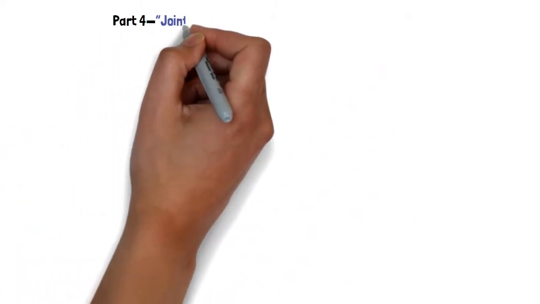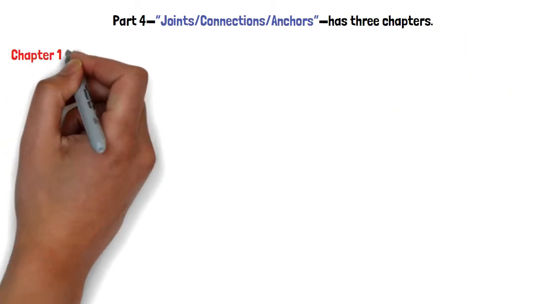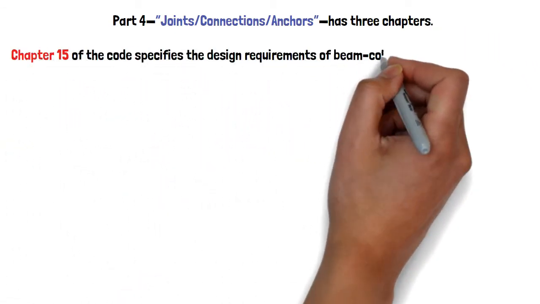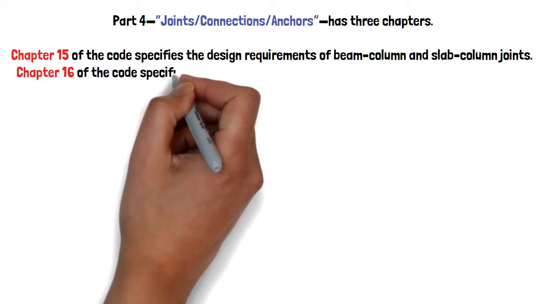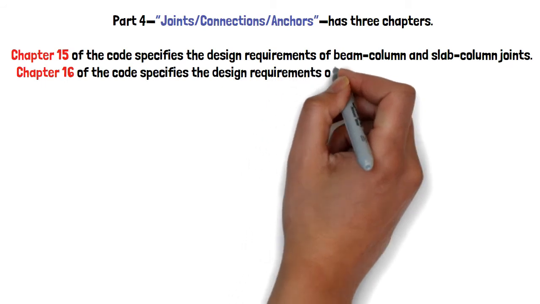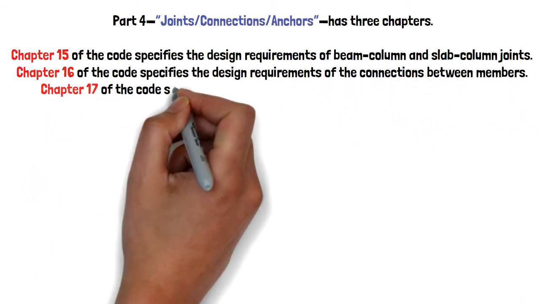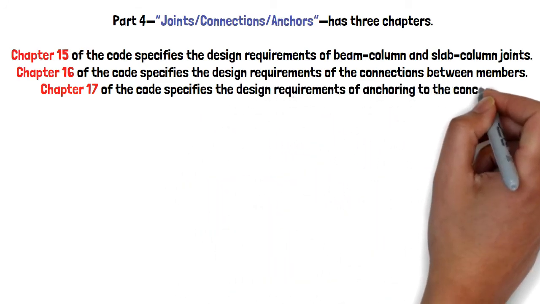Part number 4, Joints, Connections and Anchors, has 3 chapters. Chapter 15 of the code specifies the design requirement of beam, column, and slab column joints. Chapter 16 of the code specifies the design requirements of connection between members. Chapter 17 of the code specifies the design requirements of anchoring to concrete.